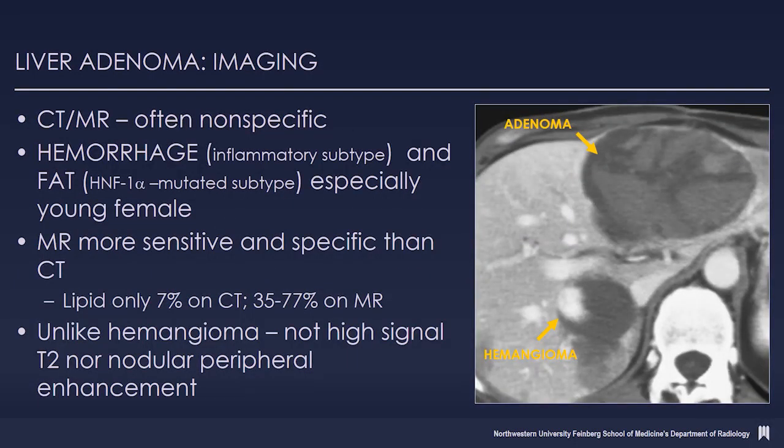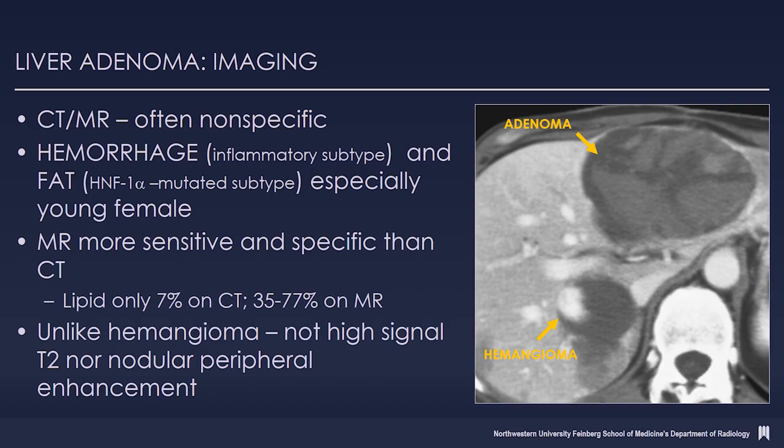CT and MR for hepatic adenomas can be nonspecific, but you want to look for, as I'll show you, the presence of hemorrhage or fat. Hemorrhage is more commonly seen in the inflammatory subtype, with fat in this tongue twister, HNF1 alpha mutated subtype. Especially if you see it in a young female, then you have to think of a hepatic adenoma.